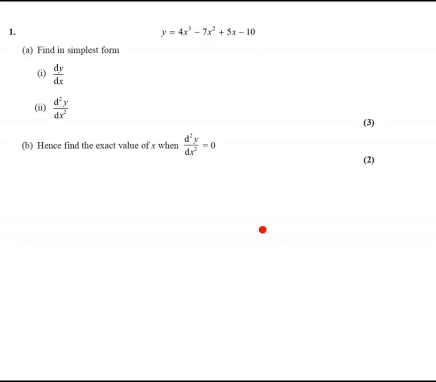Question 1. y equals 4x cubed minus 7x squared plus 5x minus 10. Find in simplest form dy over dx and d squared y over dx squared. Okay, so for this question, we know that if you have y equals x to the power n, then the differentiation, dy over dx, will be n x to the power n minus 1. Okay, so let's differentiate this.